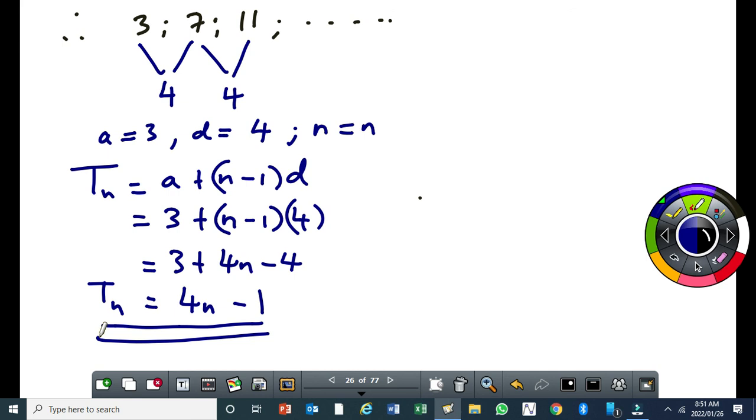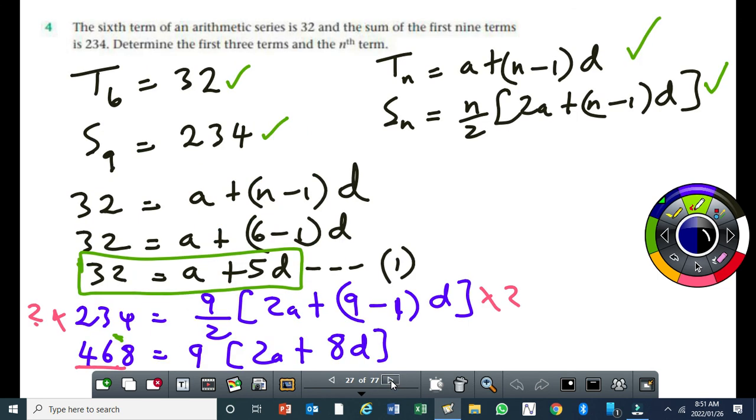I feel like I need to do another type of example which is slightly more complex. So let's move on to another example which is more complex, which is this one here.